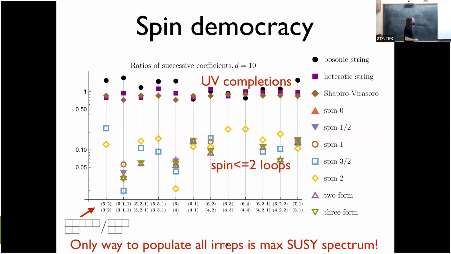So if we believe in some principle that somehow all the representations in the UV should be equally represented, then if you have many species below your cutoff, you're forced to have a SUSY-like spectrum. I'm not saying that the mass level has to be degenerate. I'm just saying that the number of each field.